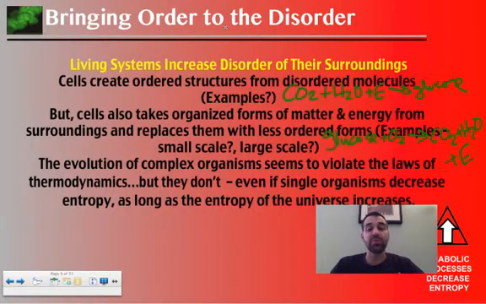The evolution of complex organisms seems to sort of violate the laws of thermodynamics, but they don't. Because even if I can decrease the entropy on my own, as I decrease the entropy of my surroundings, I'm still contributing to the entropy of the overall universe. Anabolic processes decrease entropy. Catabolic processes increase entropy.